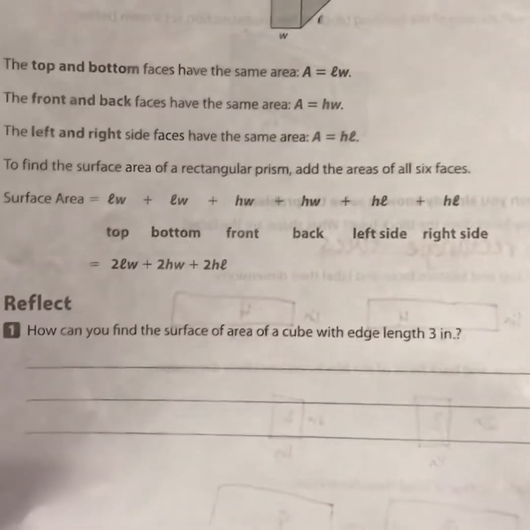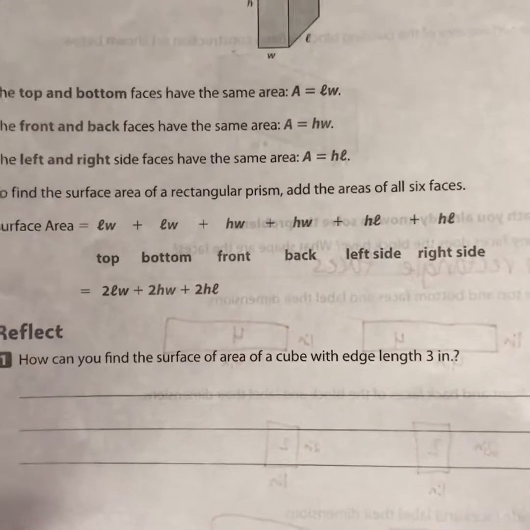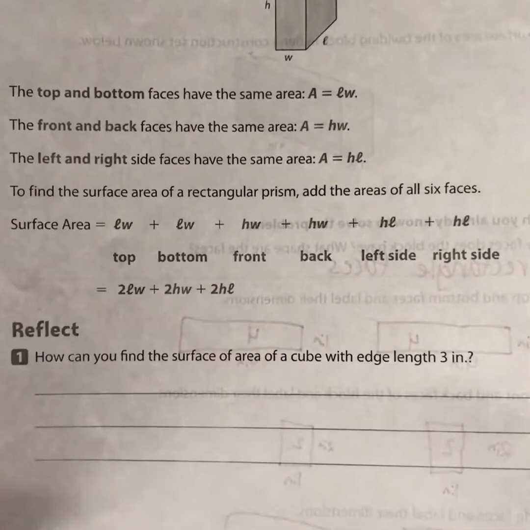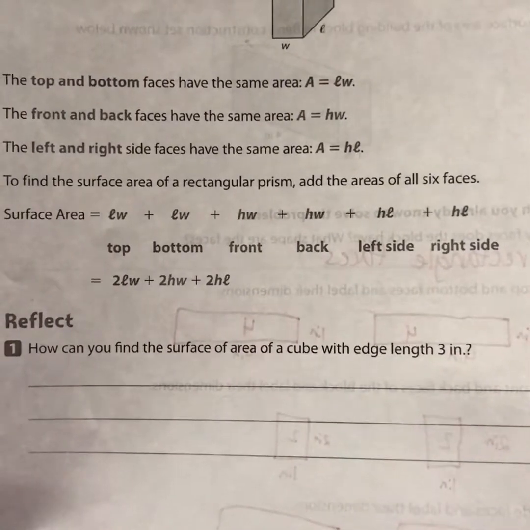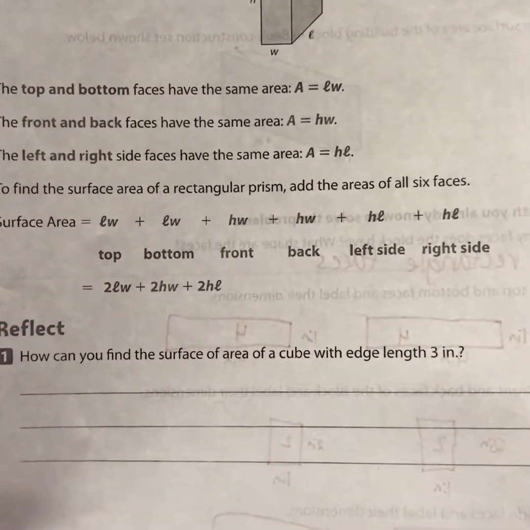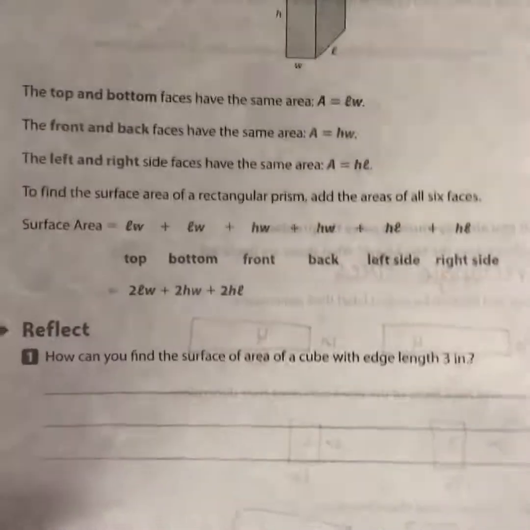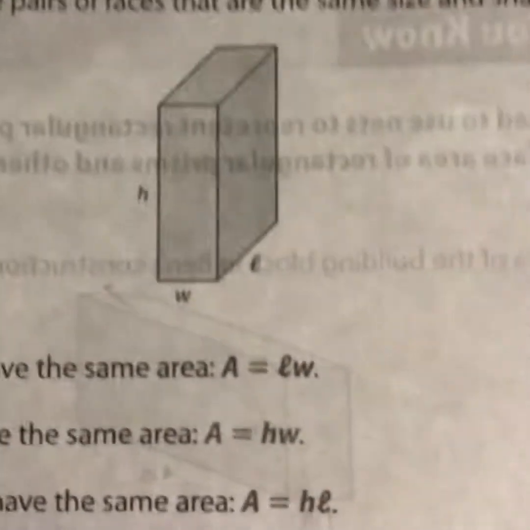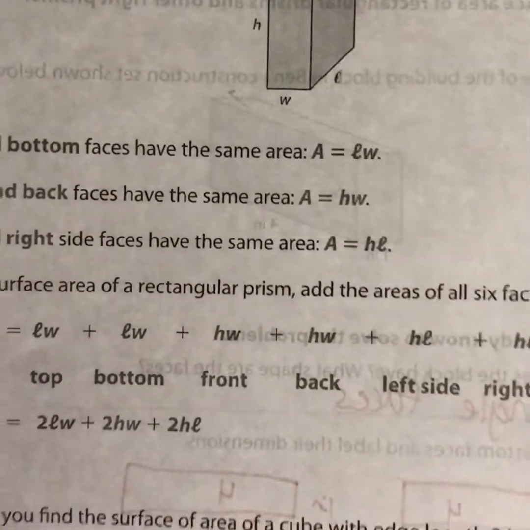Moving on to page 229, let's read about, find out more. The surface area of a three-dimensional figure is the sum of the areas of all of its faces. A rectangular prism has 3 pairs of faces that are the same size and shape. The dimensions given: height, width, and length. All things we should be very familiar with.